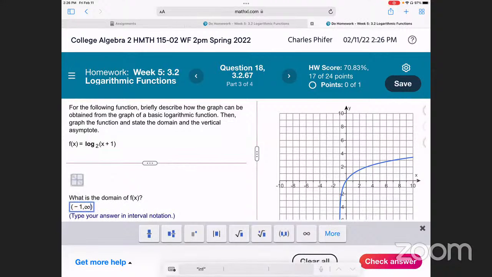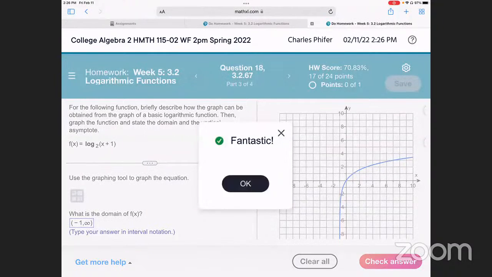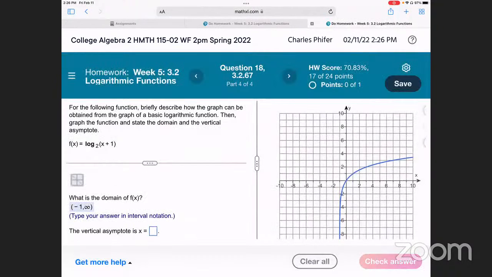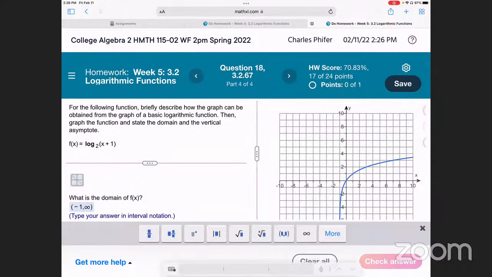And again, if anything is not clear, just stop me. Hopefully we're all aboard and we're not all bored. Type your answer. The vertical asymptote is x equals, in this case, -1.